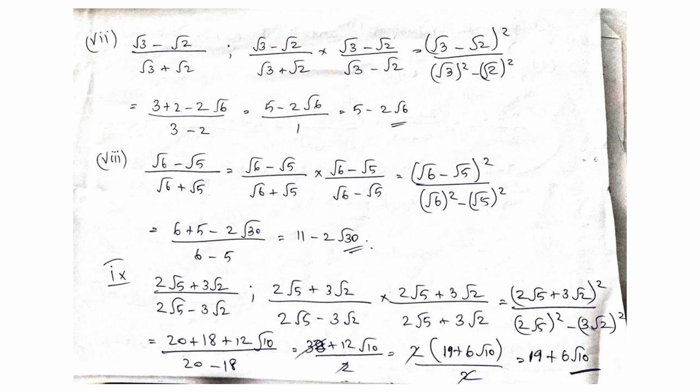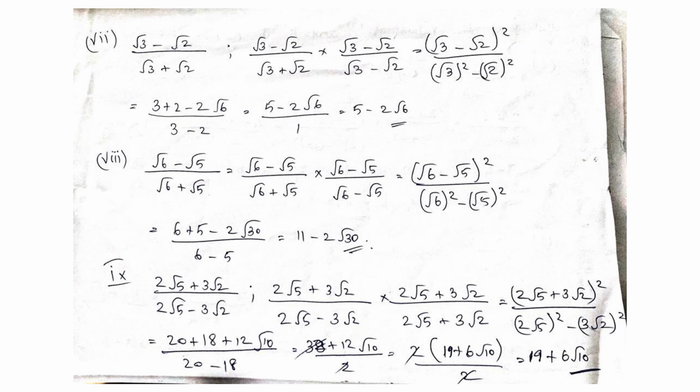Then next one, eighth sum. The sum is root 6 minus root 5 by root 6 plus root 5. So we need to multiply with root 6 minus root 5. So numerator becomes root 6 minus root 5 the whole square. Denominator is in the form of a plus b into a minus b, so a squared minus b squared. We applied that one. A minus b the whole square, the formula is a squared plus b squared minus 2ab. So the final answer will be 11 minus 2 root 30.